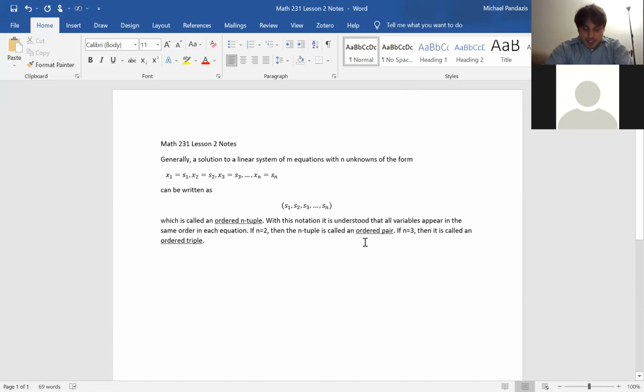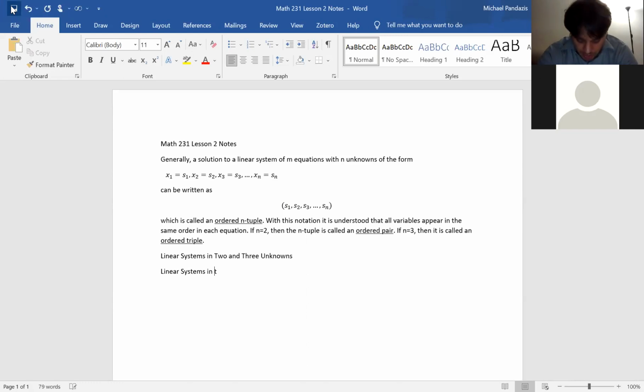Okay. So we just talked about a solution of a linear system and notation for a solution of a linear system. Next is linear systems in 2 and 3 unknowns. Okay, so linear systems in 2 unknowns arise in connection with intersections of lines.